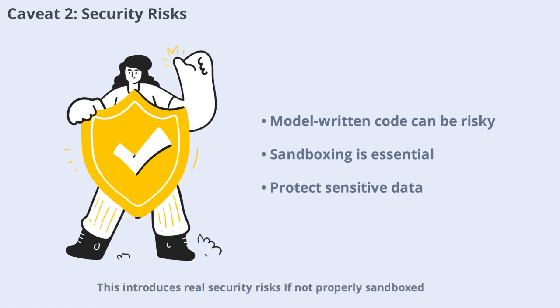This introduces real security risks. If not properly sandboxed, the model could write code that loops forever, leaks data, or even causes harm. Most serious implementations run the REPL in an isolated environment with strict resource limits. Never point an RLM at sensitive production data without robust safeguards in place.